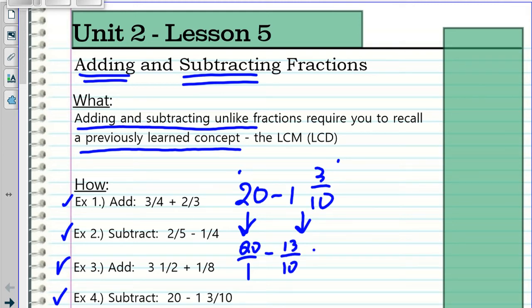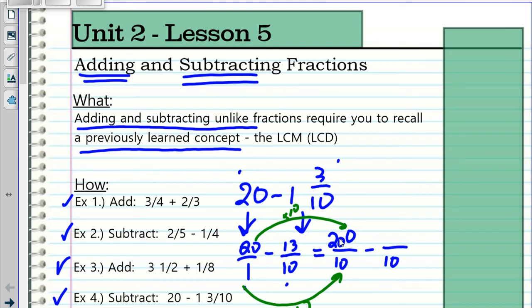So, what's the common denominator or common multiple between 1 and 10? What is it? What do you think? What's the LCM? Yeah, 10. Okay, so that again begs the question, how does 1 become 10? Yeah, times 10. So what's 20 times 10? Think about that. Yep, 200.